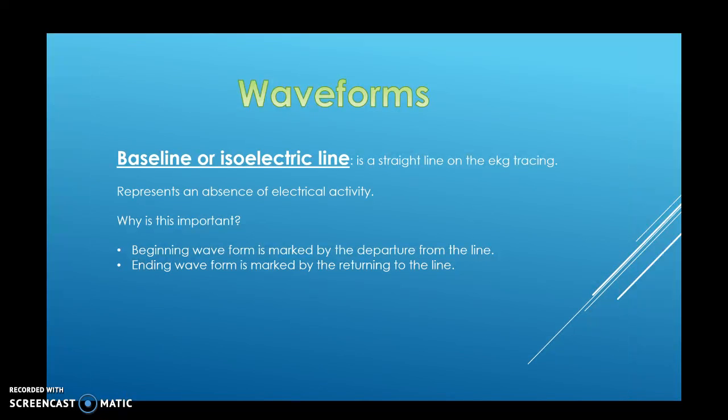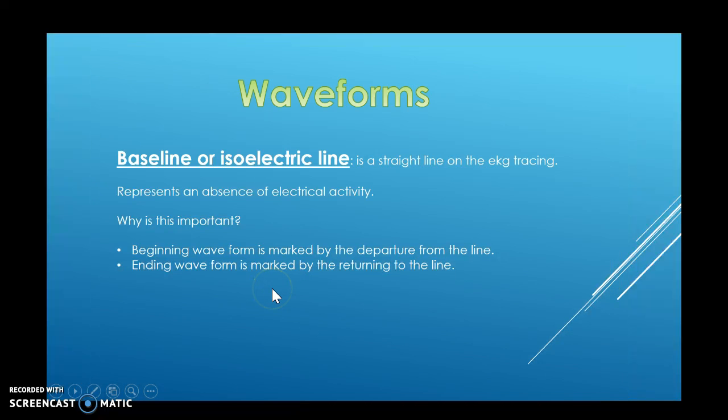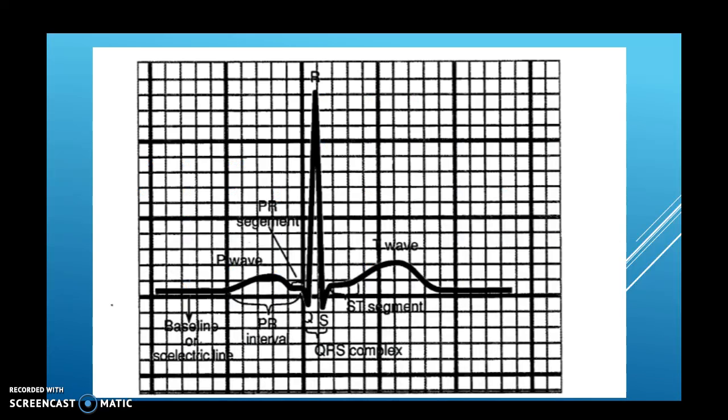Okay? So, the isoelectric line is just the baseline. So right here, you can see the baseline. The isoelectric line is right there. Okay? And if things go above or below it, it represents the presence of electrical activity. This is where the beginning of the waveforms are marked, and the ending also.